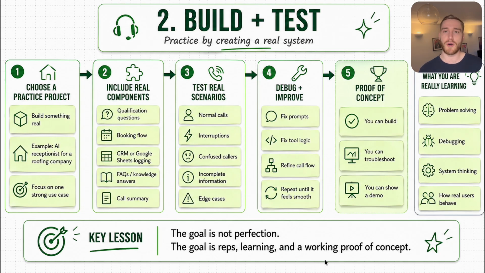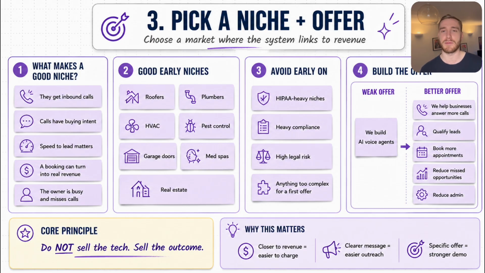The goal here is not perfection. The goal is reps, learning, and getting a working proof of concept. So now that you've learned the tools and you've actually built out the test project and you have the confidence that you know you can build these systems, then the next phase is to actually pick a niche and create your offer. So there are loads of different niches you could get into. You could start more general, but honestly, I would recommend niching down. It makes the whole process so much easier. So the first stage is really picking a niche.